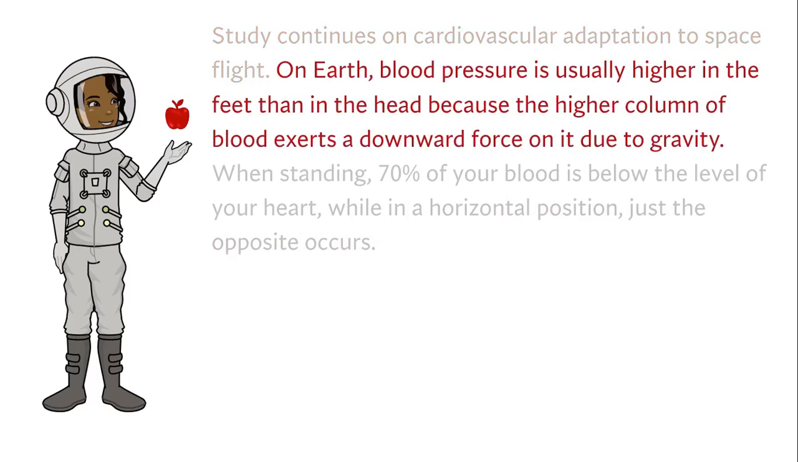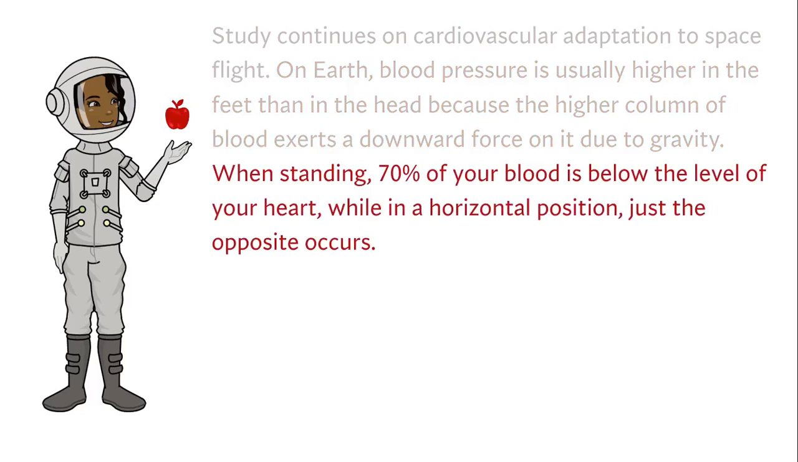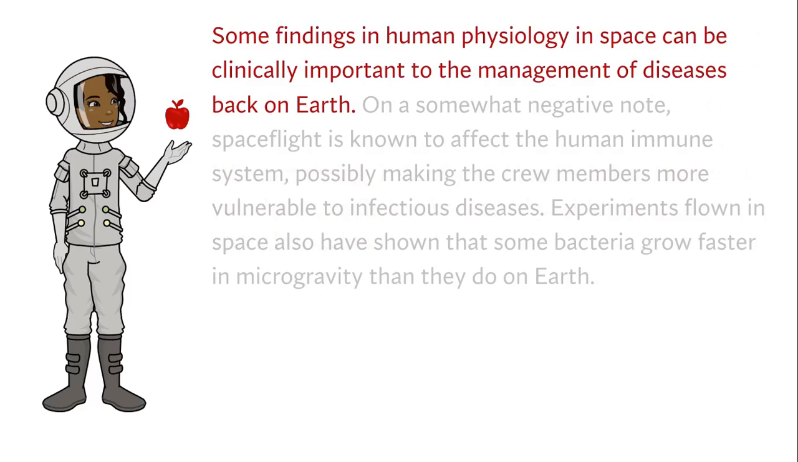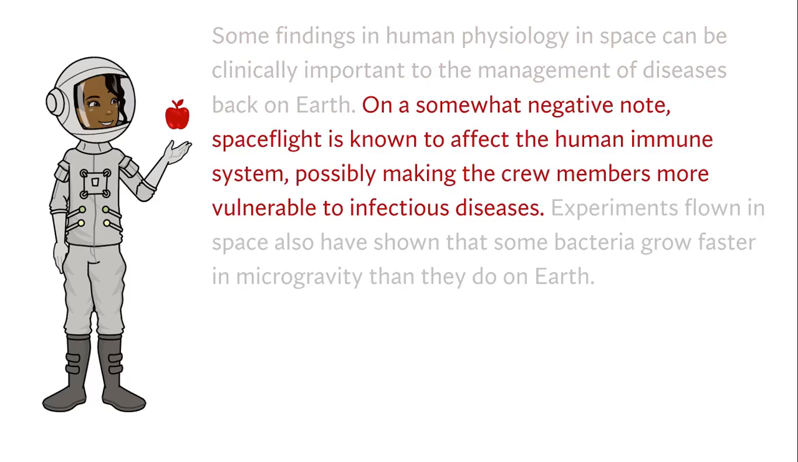Study continues on cardiovascular adaptation to spaceflight. On Earth, blood pressure is usually higher in the feet than in the head because the higher column of blood exerts a downward force on it due to gravity. When standing, 70% of your blood is below the level of your heart, while in a horizontal position, just the opposite occurs. Some findings in human physiology in space can be clinically important to the management of diseases back on Earth. On a somewhat negative note, spaceflight is known to affect the human immune system, possibly making the crew members more vulnerable to infectious diseases.